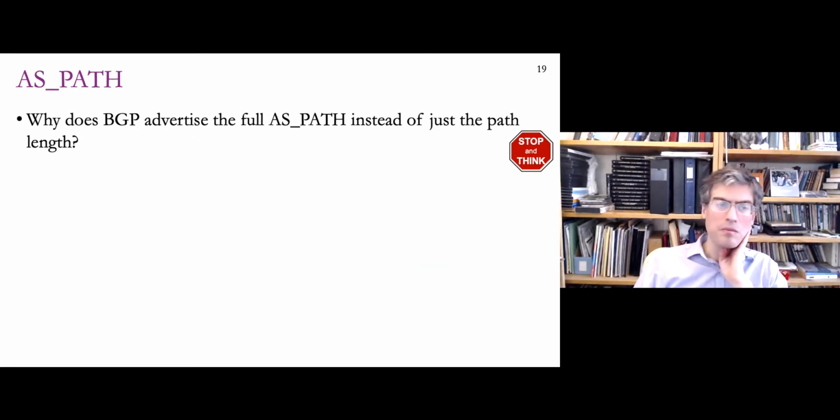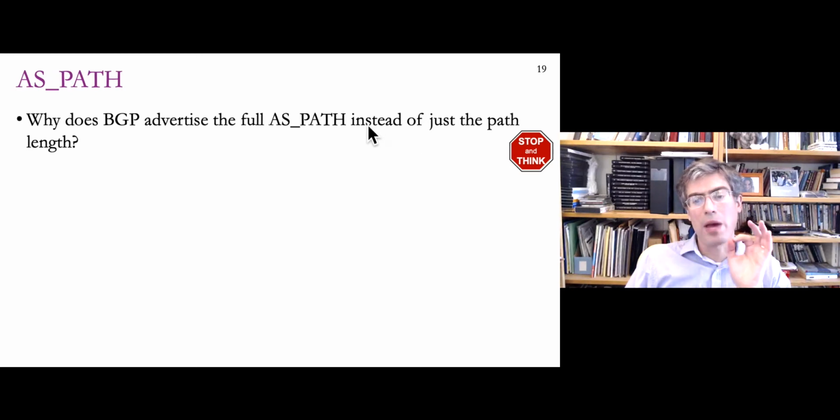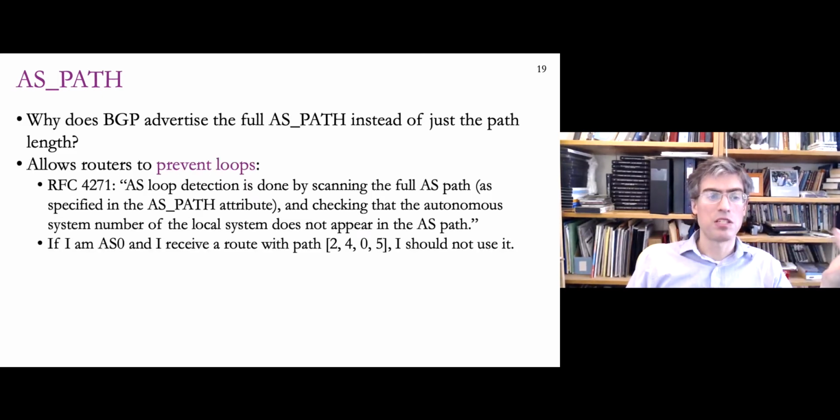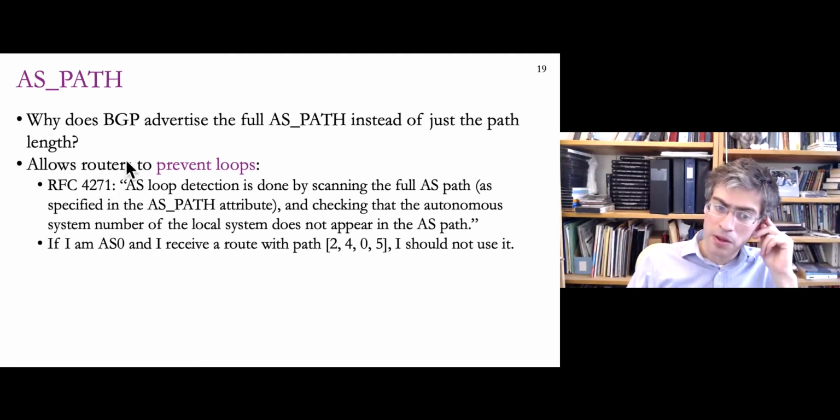Okay. We saw that BGP advertisements include the full AS path, which is a list of autonomous systems that will be traveled through to reach the final destination that's advertised, that subnet. Why is that full path advertised instead of just the length of the path or the cost of the path? This is a review of something I already said, so stop and think about that. Do you remember that? Well, the reason for this is for routers to prevent loops. This is specified in RFC 4271. AS loop detection is done by scanning the full AS path and checking that the autonomous system number of the local system does not appear in the AS path.